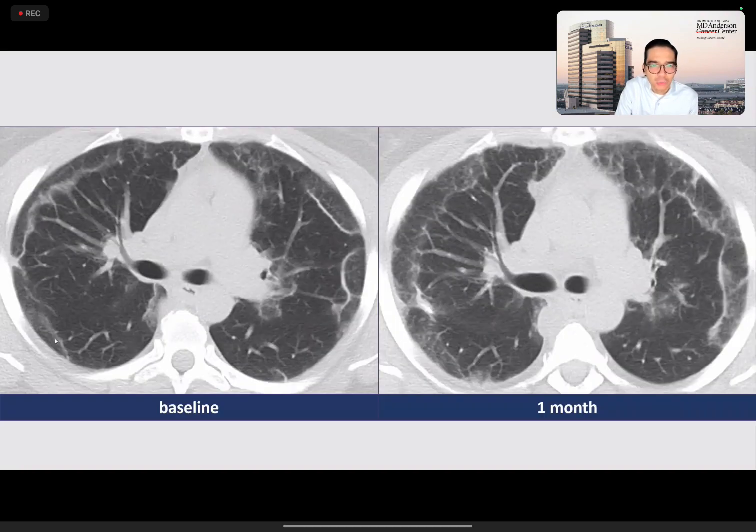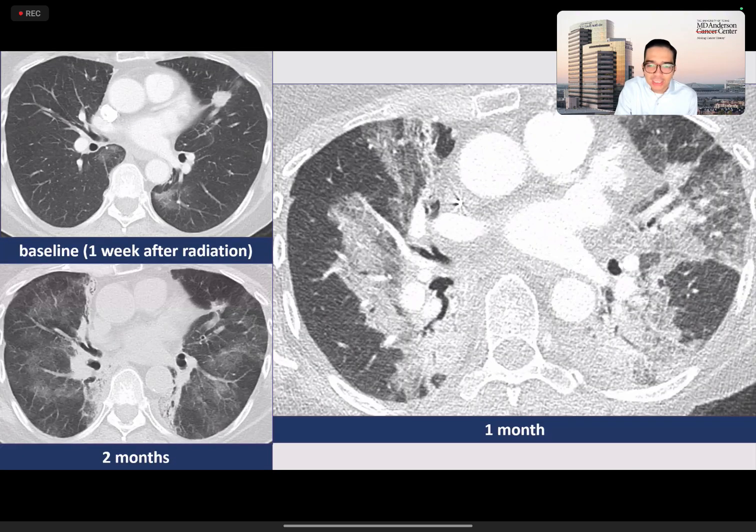Over here, we have a perilobular pattern. And this patient at baseline had these ground glass opacities in the periphery. And at 1 month, you could see that they're still there. They may have changed a little bit, but they're still there.